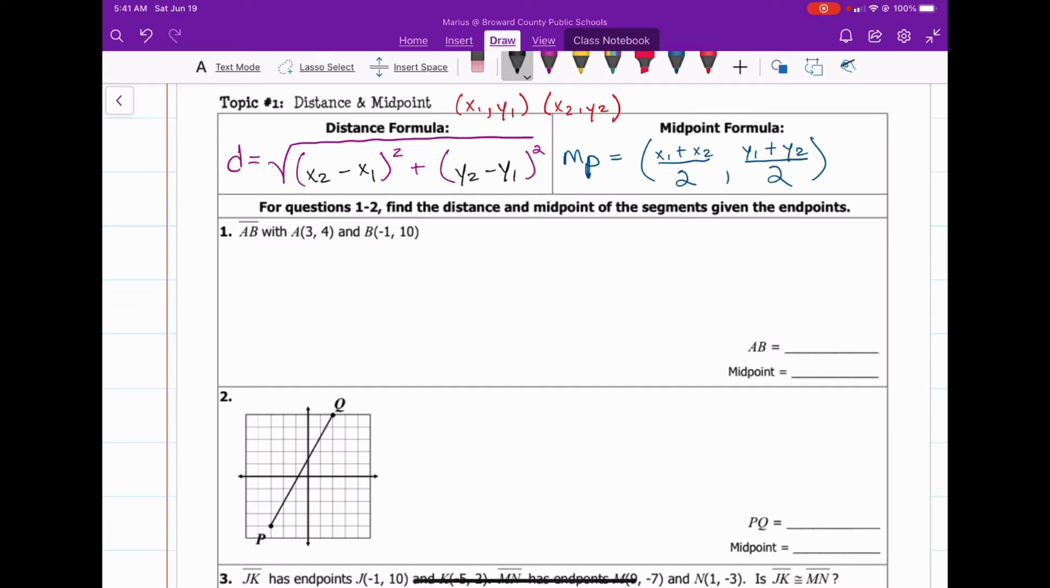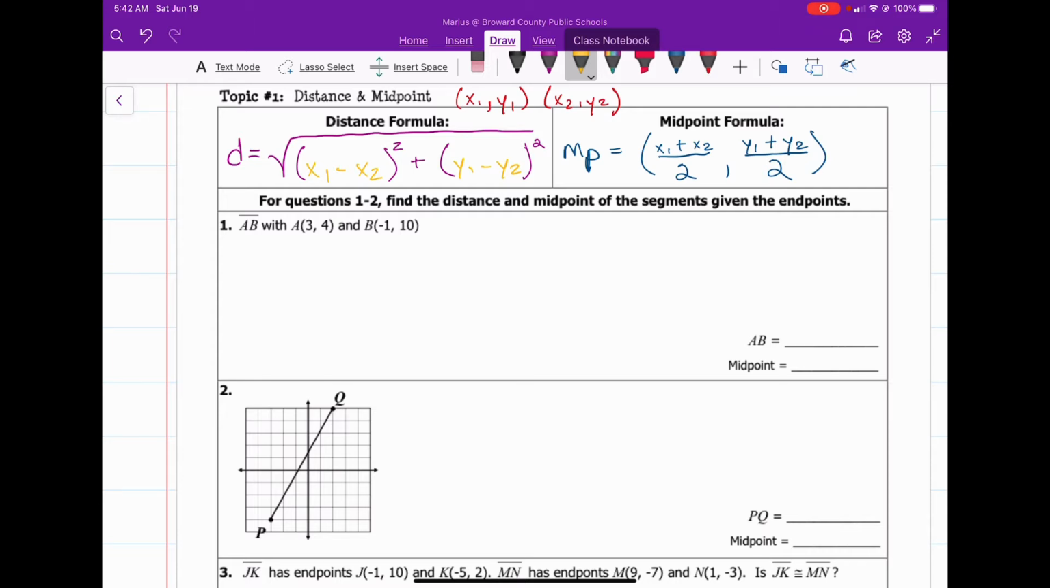Okay, so the main thing here is either it's going to be x2 minus x1 squared plus y2 minus y1 squared, or you'll see it how I initially wrote it, where I had x1 minus x2 and y1 minus y2. Okay. All right. So let's talk about the application.